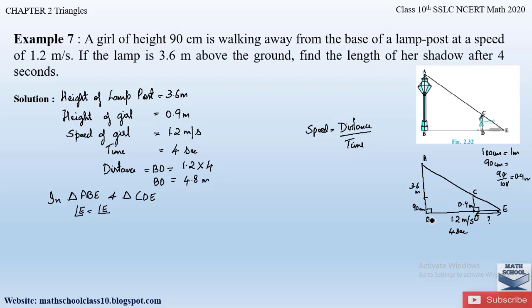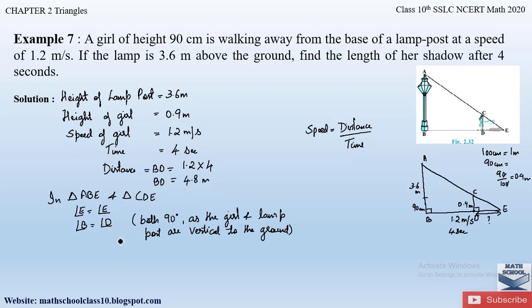So we can say that angle B is equal to angle D, that is equal to 90 degrees, because both the lamp post and the girl are vertical to the ground level. So angle B is equal to angle D, both 90 degrees, as the girl and lamp post are vertical to the ground. So now you can observe that in these two triangles, angle B is equal to angle D, not E.